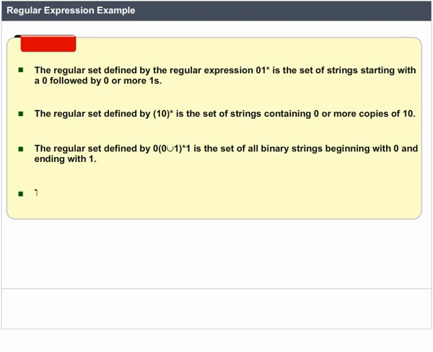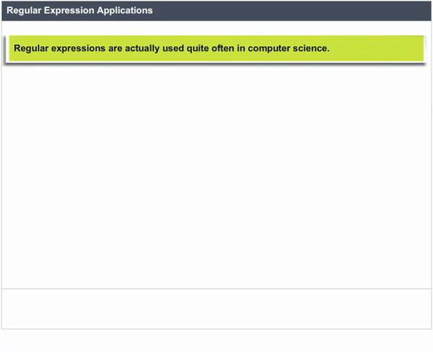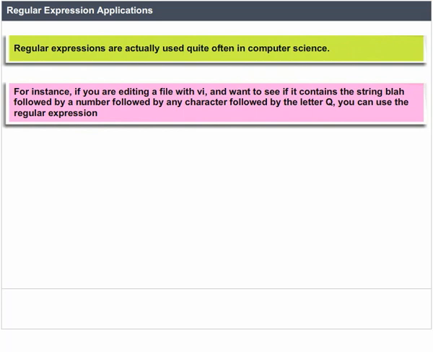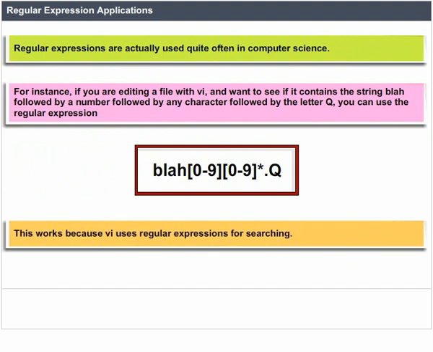The regular set defined by (0 union 1)1(0 union 1) is the set of strings 010, 011, 110, 111. Regular expression applications. Regular expressions are actually used quite often in computer science. For instance, if you are editing a file with vi and want to see if it contains the string blah followed by a number followed by any character followed by the letter Q, you can use the regular expression blah[0-9][0-9]*.Q. This works because vi uses regular expressions for searching.